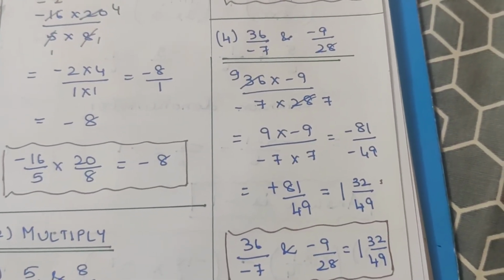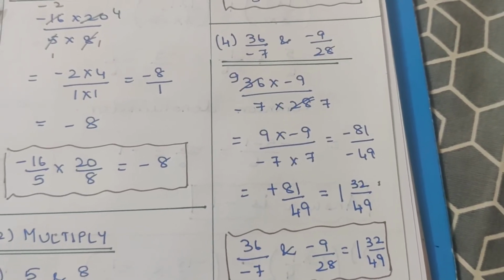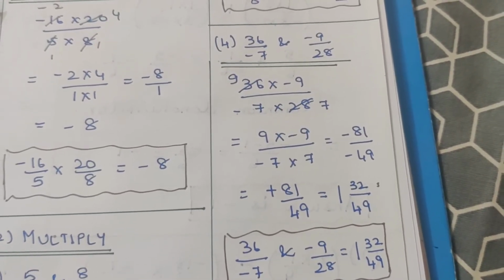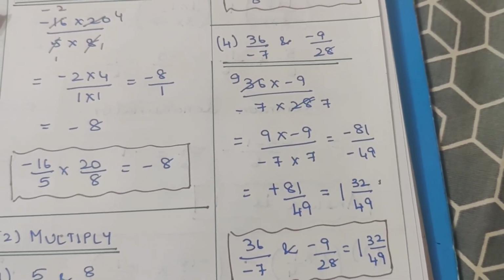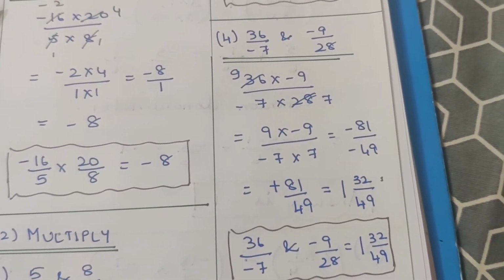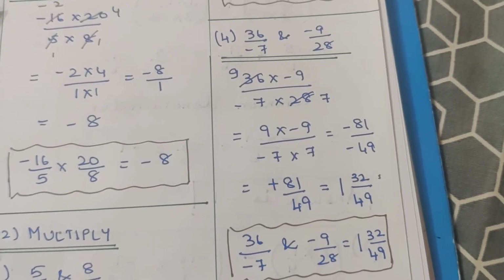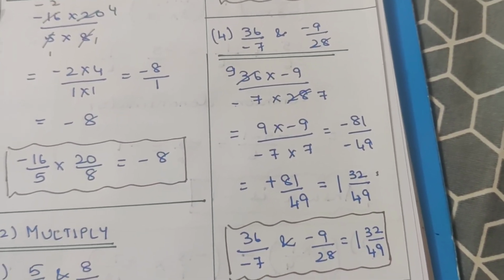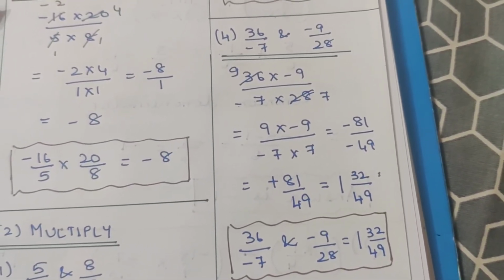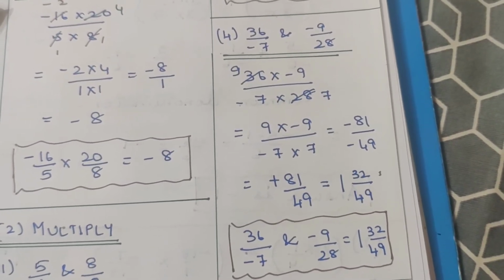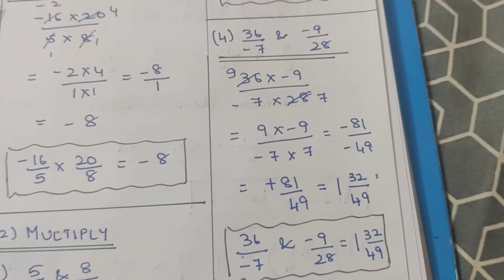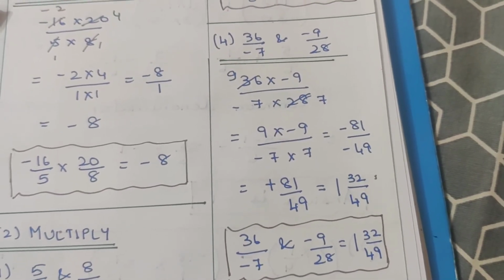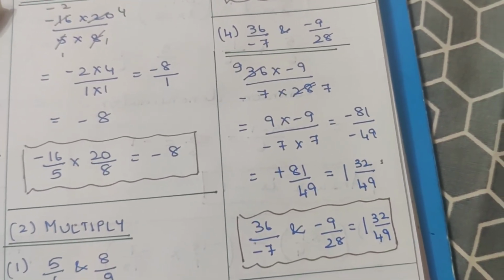36 by minus 7 and minus 9 by 28. That is 36 into minus 9 by minus 7 into 28. That's equal to 9 into minus 9 by minus 7 into 7. That is minus 81 by minus 49. That's nothing but 81 by 49. That is 132 by 49. Therefore, 36 by minus 7 and minus 9 by 28 is equal to 132 by 49. Hope this is clear.